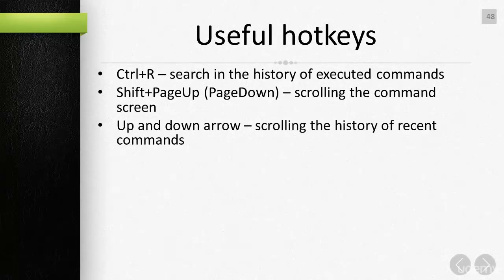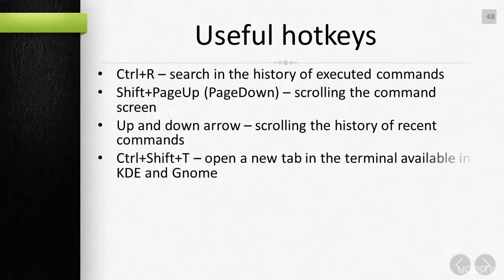Up and down arrows scroll command history one line up or down. It's like Ctrl+R, but it displays commands individually. If you press Ctrl+Shift+T in the graphical interface, it will open up a new terminal displaying the directory of the folder you're currently in.